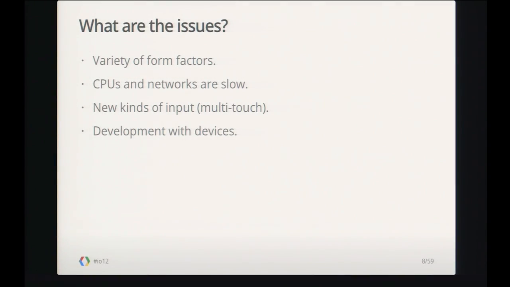So how can we talk about this broad topic? There are still a set of common issues that we need to tackle for all of these problems that I've discussed. We have a wide variety of form factors, as you saw a couple slides ago. In addition, we have CPUs and networks that are much, much slower and much less predictable in many cases on mobile devices. We need to deal with new kinds of input, specifically touch and multi-touch. And we have issues with developing when your host machine is not your target machine. So I'll talk more about that in addition.